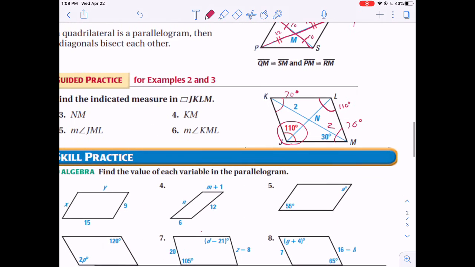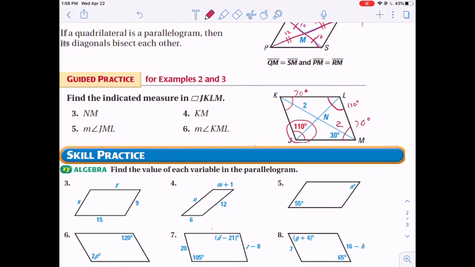And now you can answer the questions over here. Pretty short and easy, I hope. NM we found to be 2. KM is 4, because it's 2 and 2, right? And measure of JML, JML is 70 degrees. And KML, yeah, it's 35 degrees. It's cut in half. Okay, folks, have fun.